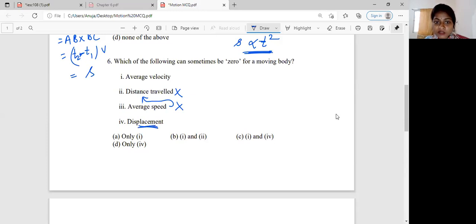Then what about displacement? Of course, displacement can be zero if the initial and final position of the object is the same. So it can be zero. And as velocity depends on displacement, this can also be zero. So options 1 and 4 will be correct, means here they can be zero for a moving body. Options 1 and 4 are given in option number C. Yes, so C will be the correct answer.